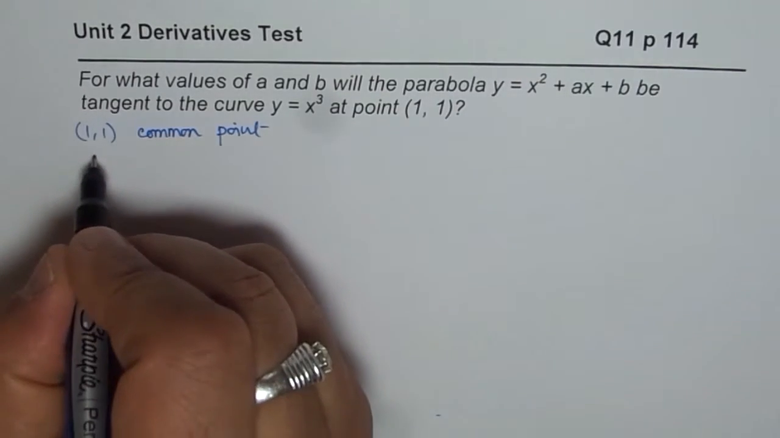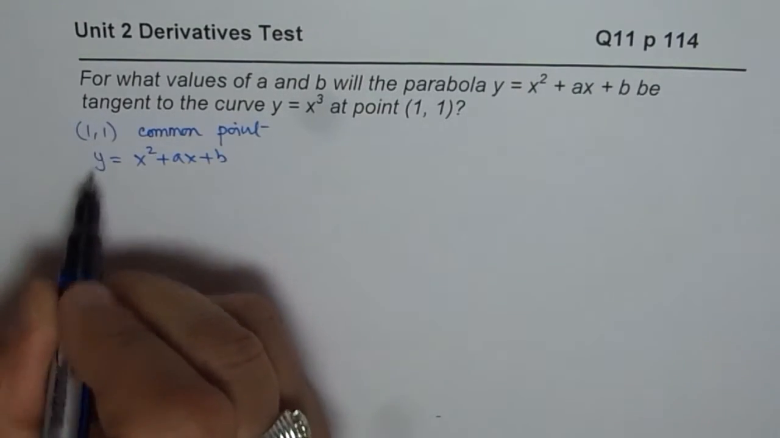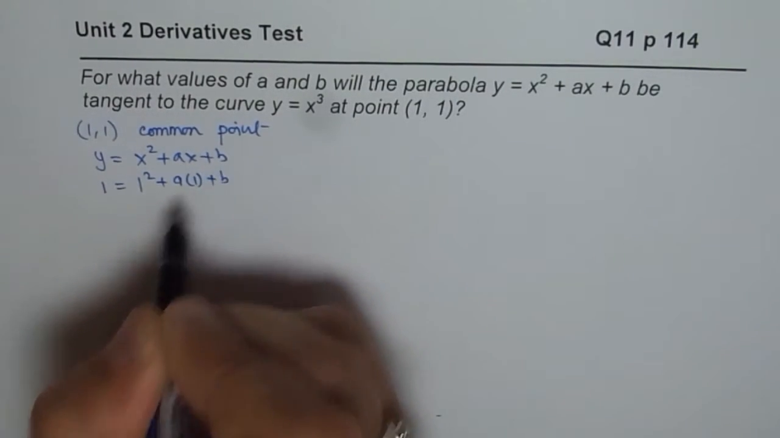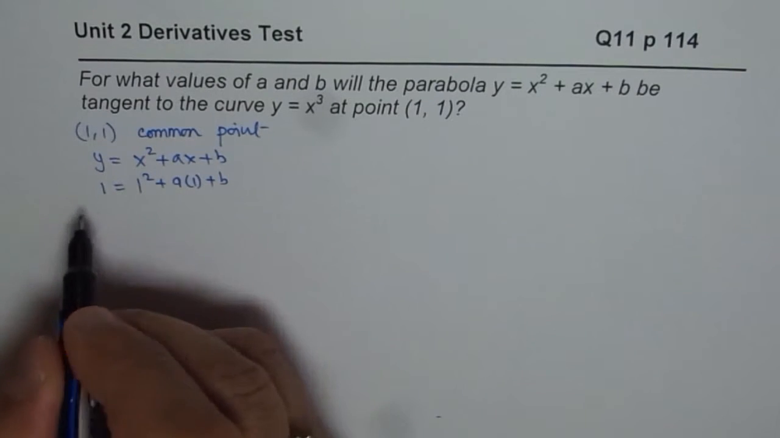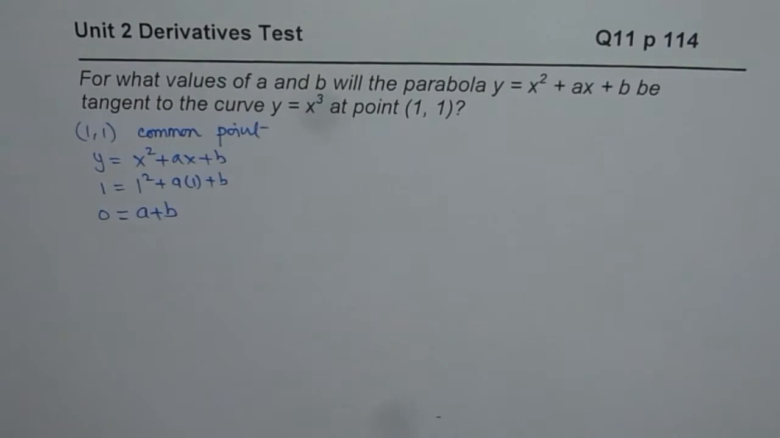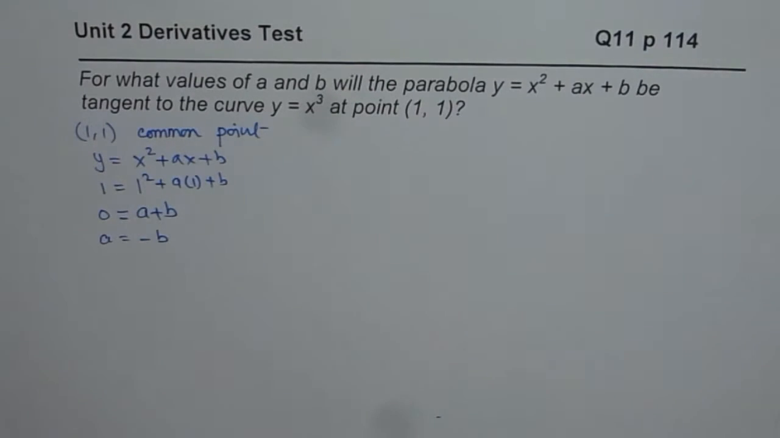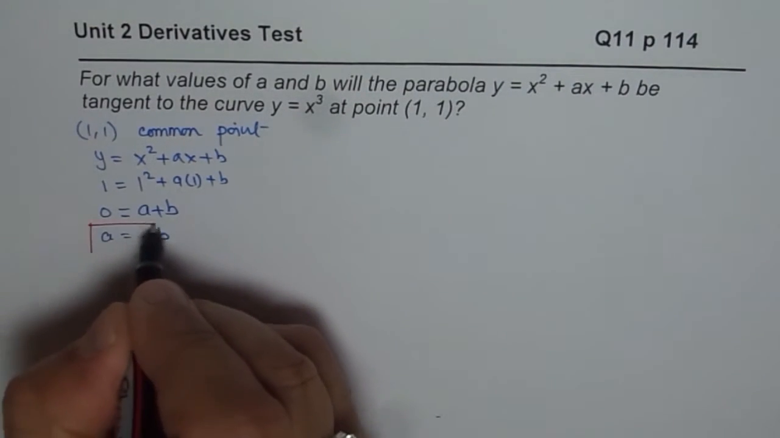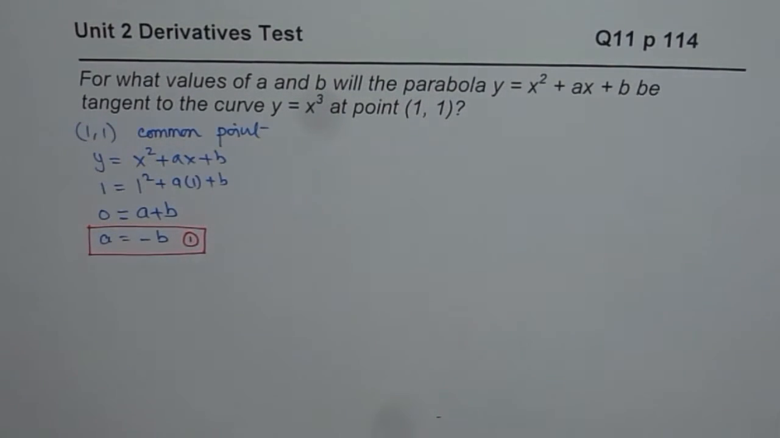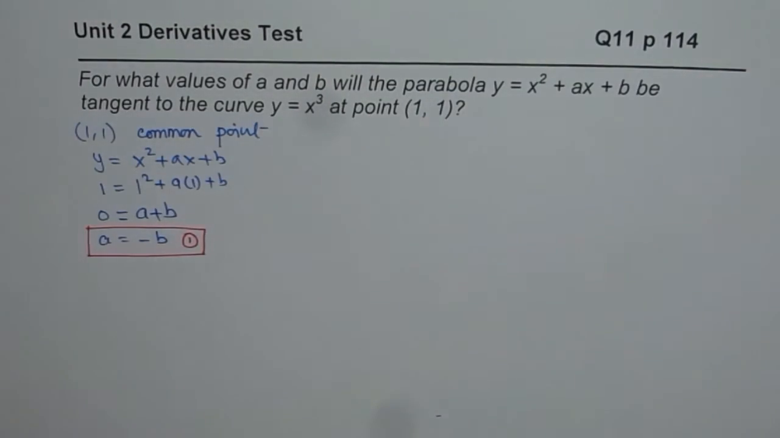So we have y equals x squared plus ax plus b. We substitute 1 for y and 1 for x, so we get 1 equals 1 squared plus a times 1 plus b. Bringing this 1 over, we get 0 equals a plus b. That is the first equation. You could also write a equals minus b. We'll call this equation number 1. The second equation we can get from the slope.